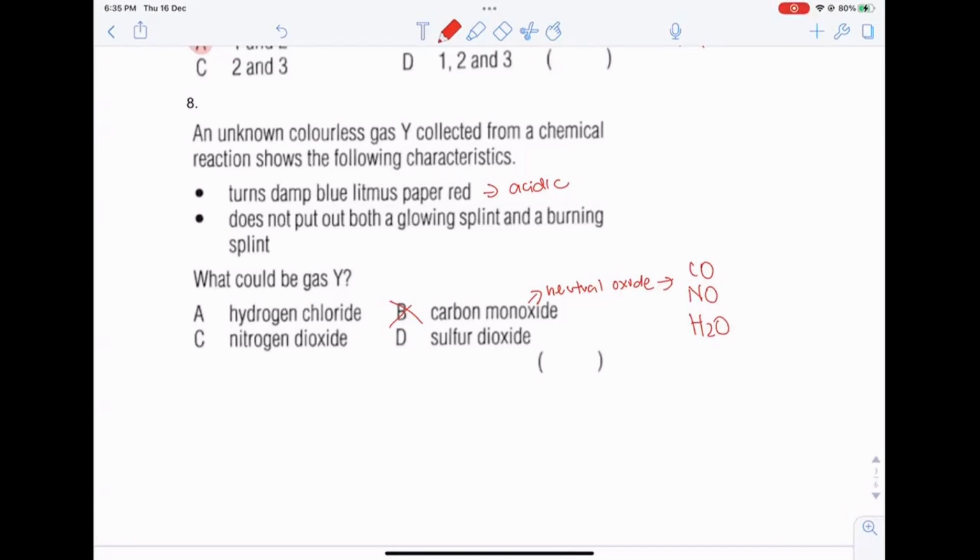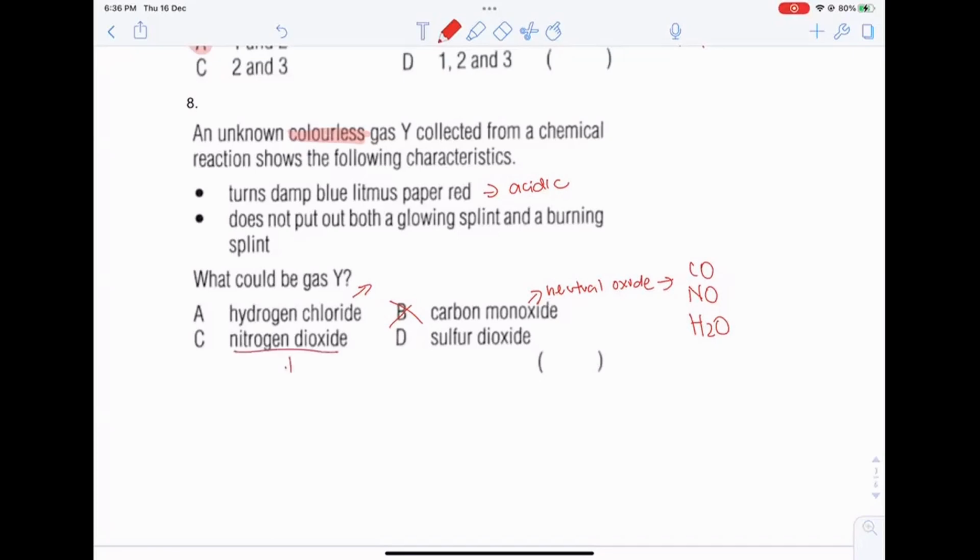So next, does not put out both a glowing splint and a burning splint. This one doesn't really give us much hint. So the hint that is really given is this: colorless. It has no color. Okay, so hydrogen chloride.